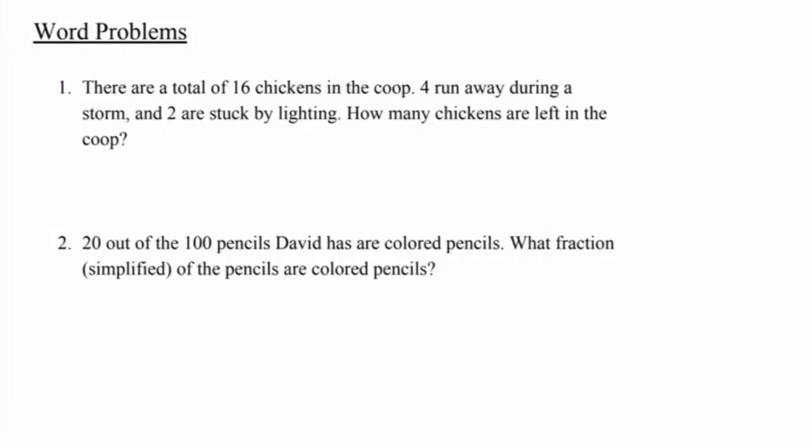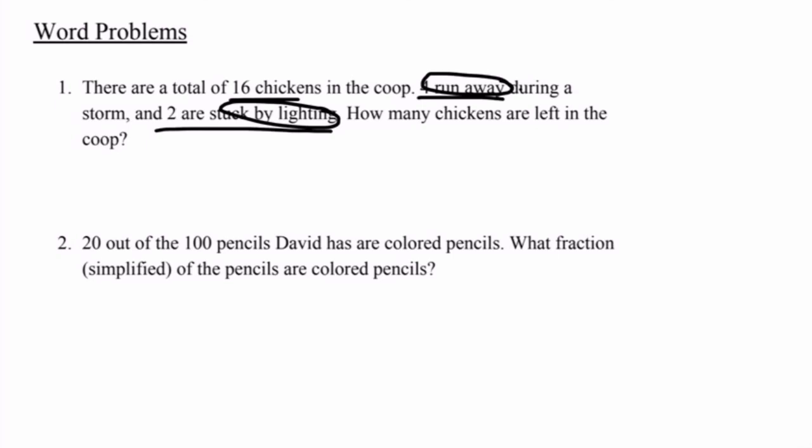This topic is word problems, and it's asking us to solve the problems below. Number 1, there are a total of 16 chickens in the coop. 4 run away during a storm, and 2 are struck by lightning. How many chickens are left in the coop? Well, we had a total of 16 chickens. However, 4 run away and 2 are struck by lightning. These keywords, run away and struck by lightning, indicate that this is a 2-step problem. Therefore, we need to subtract 4 from 16 and then 2 from the remainder.